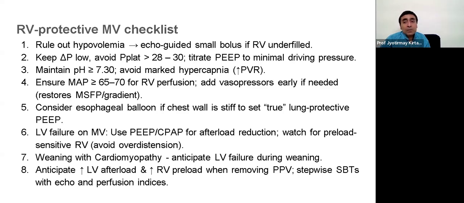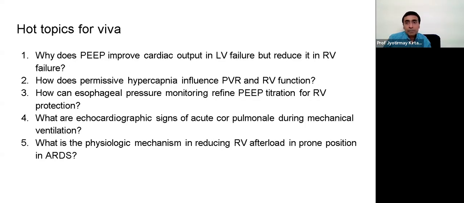So LV failure. Watch out for preload sensitivity, like the RV, but at the same time, avoid over distension. And in weaning with cardiomyopathy, you anticipate LV failure during weaning rather than being taken by surprise. If after extubation the patient is suddenly breathless, diaphoretic, BP shoots up, and the patient has pulmonary edema and is again reintubated and has a cardiac arrest during that intubation, this is the thing I would want the least in my ICU. Anticipate increasing LV afterload and RV preload when removing positive pressure ventilation. So you do a spontaneous breathing trial with echo and perfusion indices.